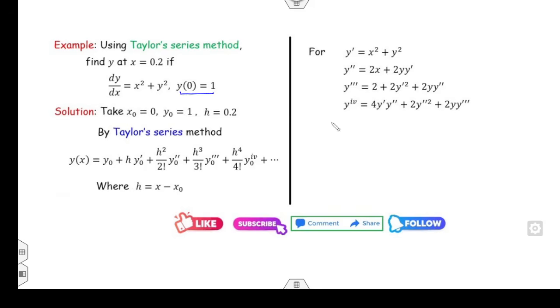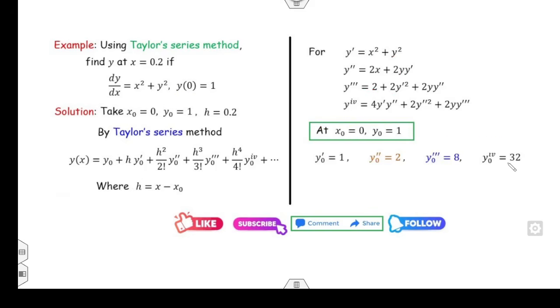At the initial point 0, 1, whenever x naught is 0, y naught is 1. What is your y dash? x is 0, y is 1, so the answer is 1. Can you calculate the second derivative? x is 0, y is equal to 1, y prime is also 1. The answer is 2. Can you calculate the third derivative? It is 2 times y prime, which is 1, so that is a 2. y into y double dash is 2 into 2, 4. The answer is 8. Similarly, you can calculate the value of the fourth.